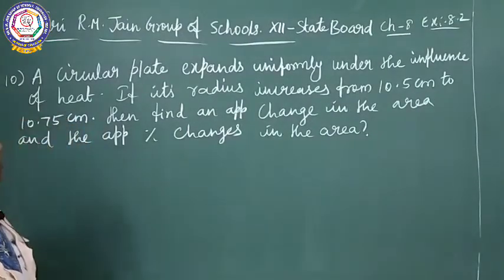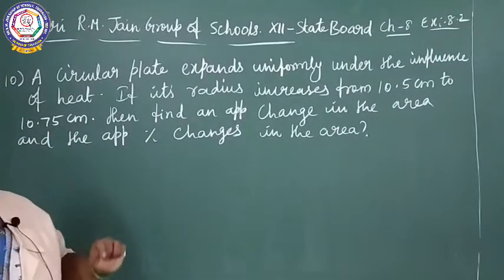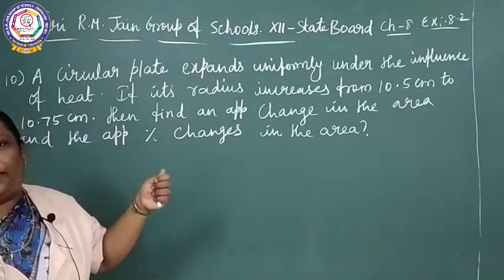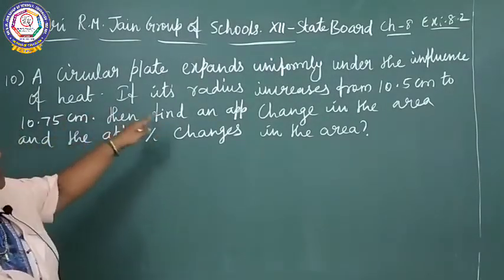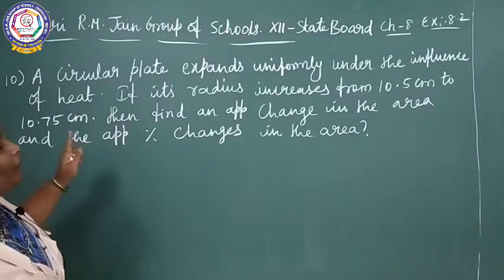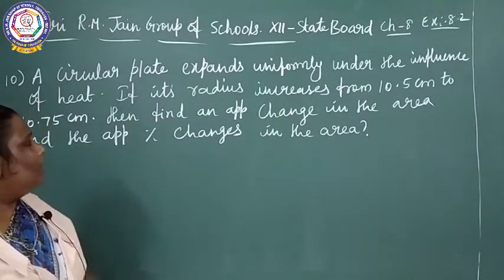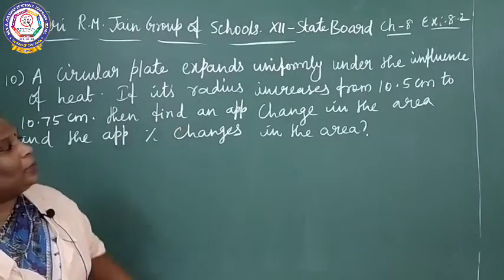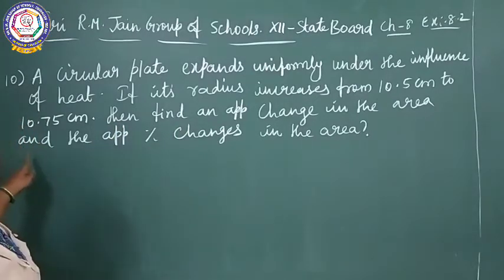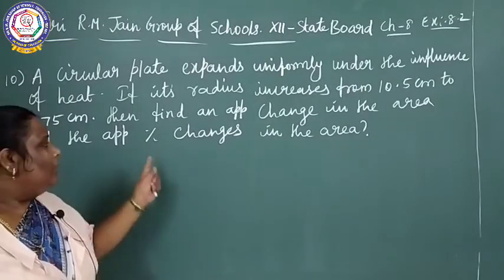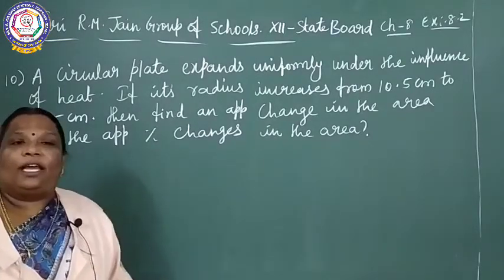A circular plate expands uniformly under the influence of heat. If its radius increases from 10.5 cm to 10.75 cm, then find the approximate change in the area, and the approximate percentage change in the area also, we are asking in this question.